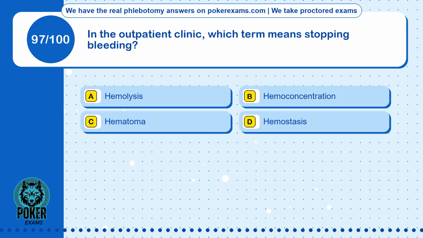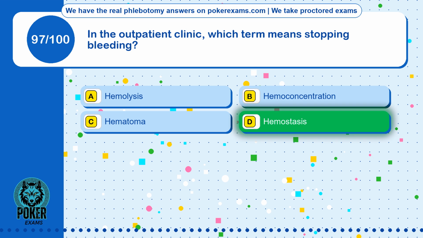Question 97. In the outpatient clinic, which term means stopping bleeding? Option A, hemolysis. Option B, hemoconcentration. Option C, hematoma. Option D, hemostasis. The correct answer is option D. Hemostasis.